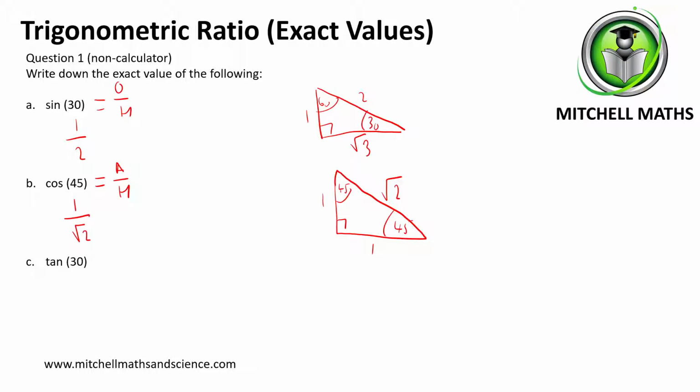And tan angle is equal to opposite over adjacent. So I can write tan 30 equals O over A. If I have a look at this triangle here, the side opposite 30 degrees is 1, and the side adjacent to 30 degrees is root 3. So it'll be 1 over root 3. So the value of tan 30 is 1 divided by root 3.